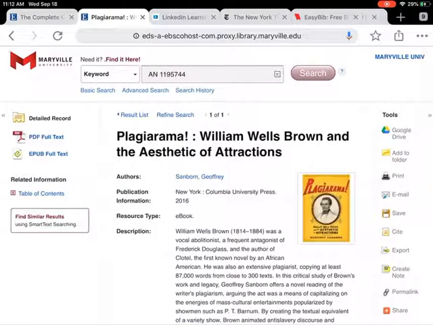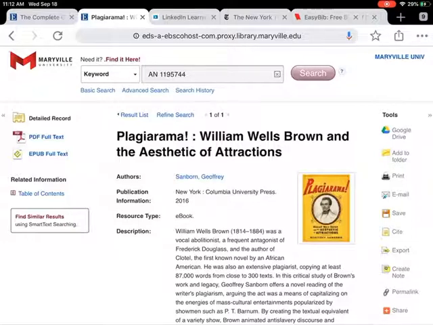However, there are other resources listed in the LibGuide that you'll be able to find that are a little more in-depth. There's the example here of the ebook Plagiarama, William Wells Brown and the Aesthetic of Attraction. This is a study about a man named William Wells Brown who was an abolitionist, an antagonist of Frederick Douglass as is listed below, but he was also a plagiarist. He copied 87,000 words from close to 300 texts in his work.